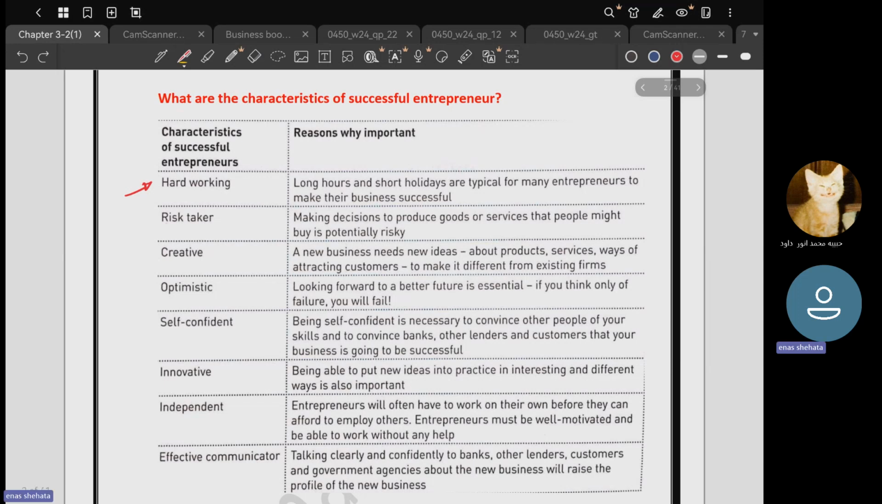The other one is to be a risk taker. What's meant by risk taker? You have to have enough courage to take the risk, to take a decision. Some people have a lot of knowledge, but they are afraid to take the decision. They are afraid of the risk of taking this decision. So risk taker means that making a decision to produce goods or services that people might buy is potentially risky.